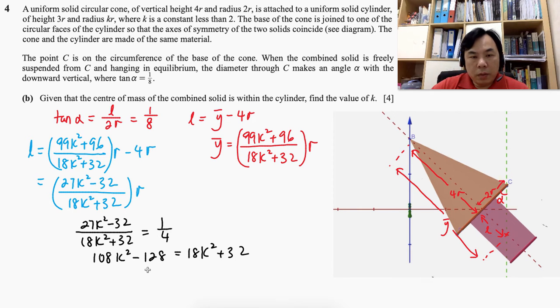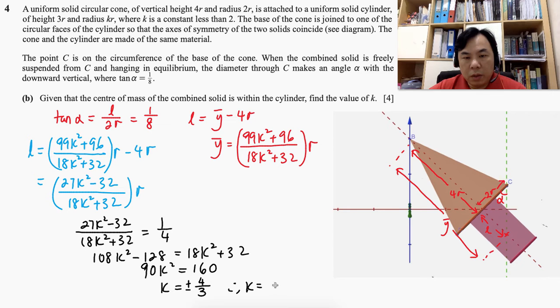Therefore in this case you have 90k square, and then we have 160 there. Therefore k is equal to plus or minus 4 over 3. But we note that k is greater than 0, since it's the length itself.